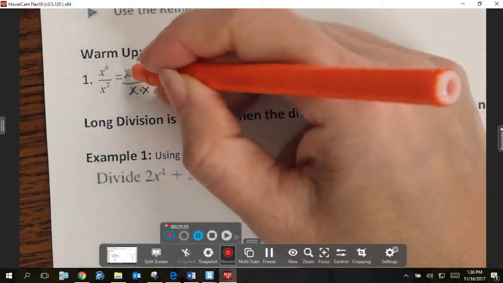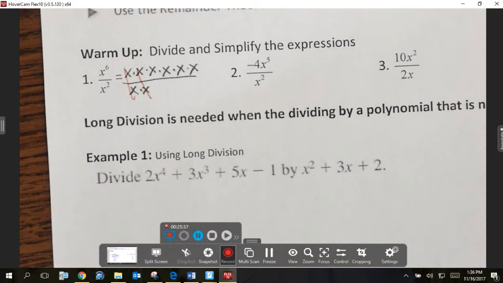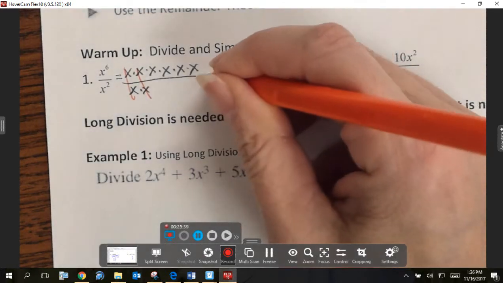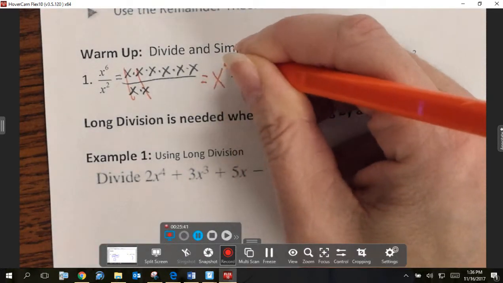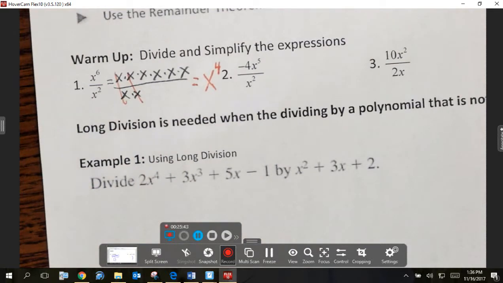And then from there, you can cancel out 2 of the x's. And what would be our simplified version? X to the 4. So the question was, do we subtract or divide the exponents? Subtract. When you are dividing, you don't also divide the exponents. When you're dividing, you have to do something different to the exponents.